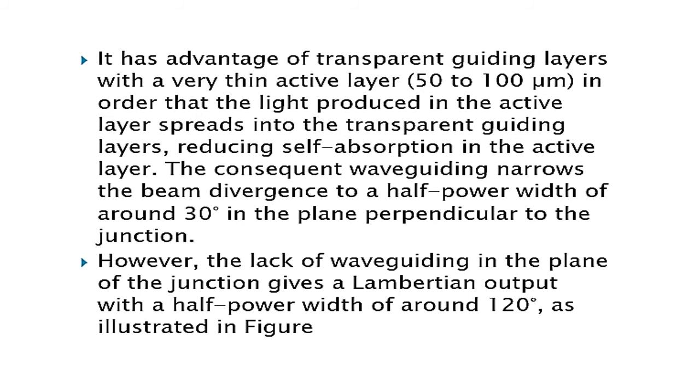So it has the advantages of a transparent guiding layer with a thin active layer of 50 to 100 micrometers, so that the active layer spreads into the transparent guiding layers. This reduces the consequent waveguiding, giving a beam divergence with a half power width of around 30 degrees in the plane perpendicular to the junction. The junction will give a Lambertian output with a half power width of around 120 degrees.